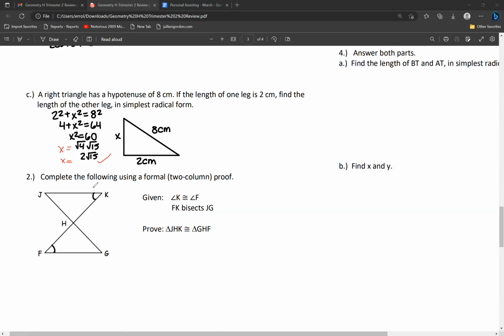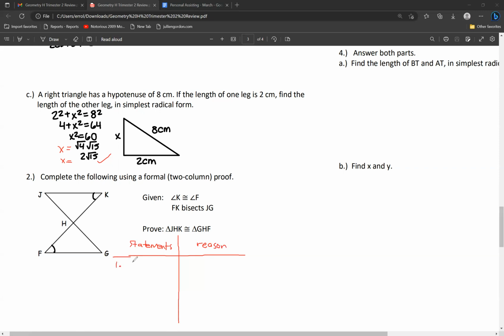Oh no, do two, yeah. Okay. Complete the following using a formal two column proof. So how do you do the two column proof? Okay, the way you do it is there's one column for statements and there's one column for reasons. Exactly. All right. So statements on the left and reasons on the right. All right. What's number one?